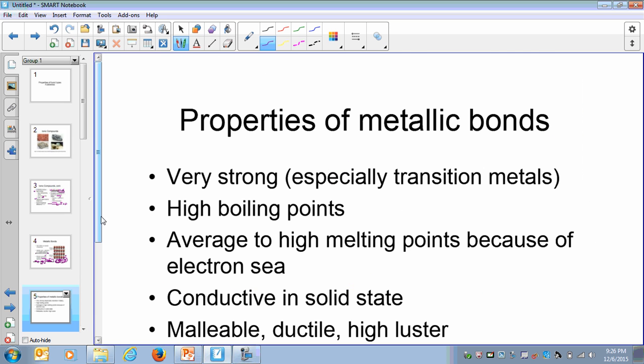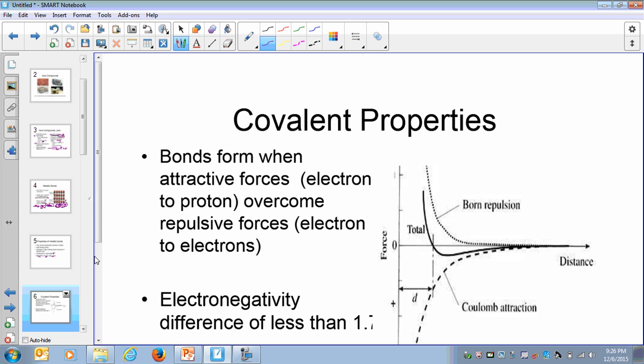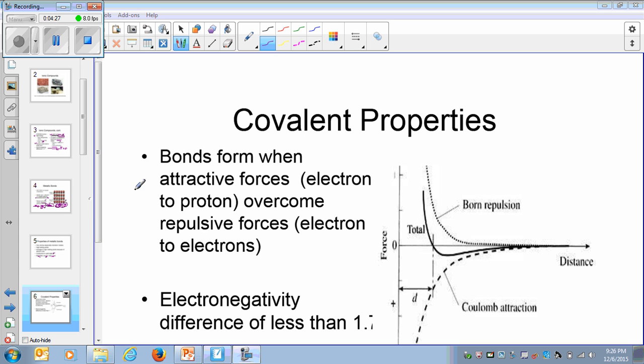So properties of metallic bonds, as I said, they're very strong, high boiling points, high melting points. They're good conductors even in solid state because of those delocalized electrons. They're malleable, meaning you can slice them into sheets. Ductile, you can turn them into wires, and they're shiny. Covalent compounds, we learned earlier on, they're formed by the sharing of electrons, not by the transfer of electrons.